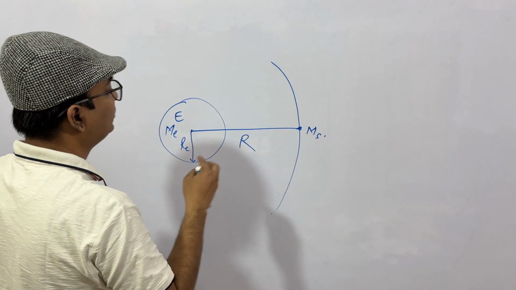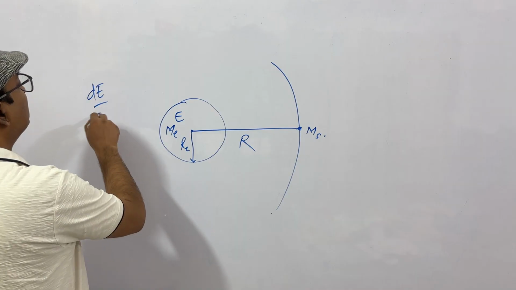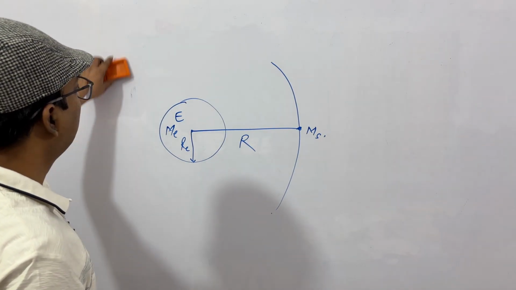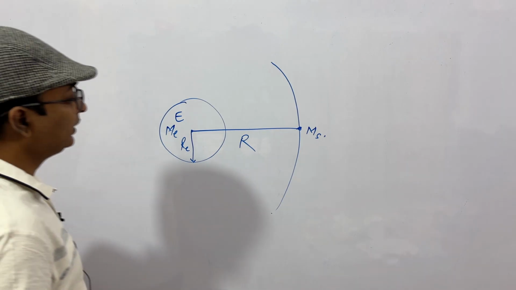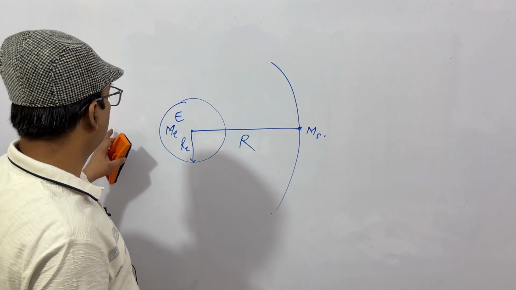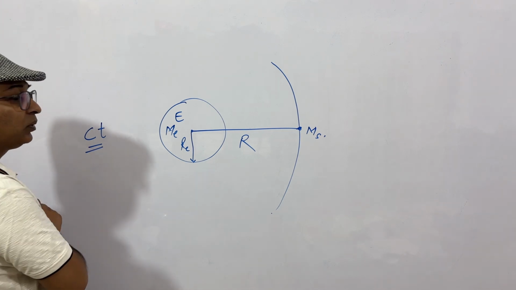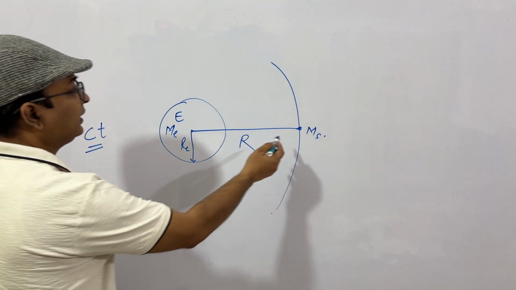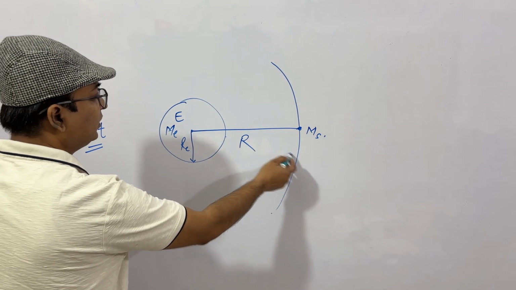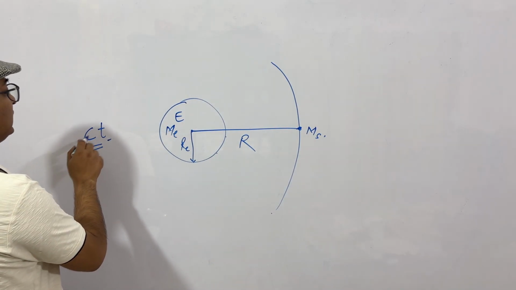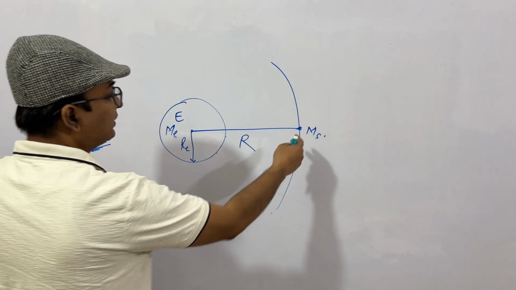It says the rate of this dE by dt, the rate of fall, is minus c, that is, energy is dissipating at a rate of c. So what is this? This is ct. This will be the total loss of energy. If it takes t time to reach from here to here, spiraling down, and this is the rate, then c into t is the total energy that has changed from here to here.